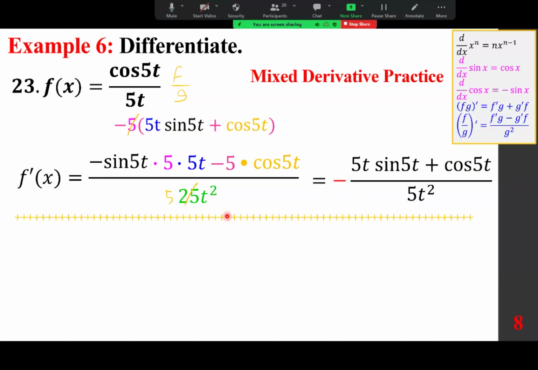5t over. Now this has changed to 5t squared, this negative. You keep it in front of the fraction bar. If you want to take it to the top, put this in a parenthesis, put it in front, or distribute it, minus 5t sine 5t minus cosine 5t. It's your choice, but understand that this negative sign doesn't go away.